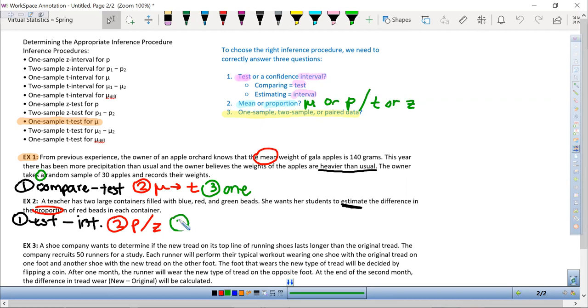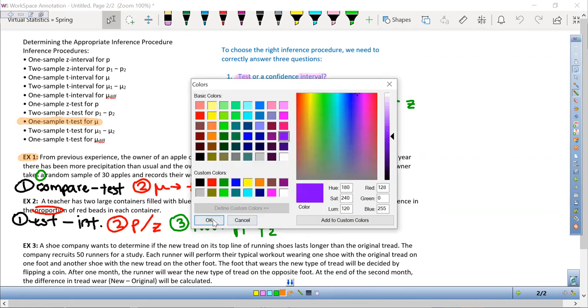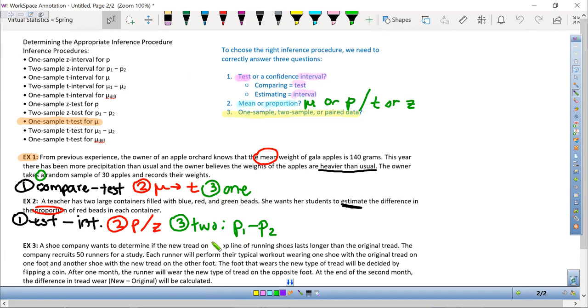Then we already talked about that this has 2 samples, which means that we're going to have a difference in proportion. So it's going to have P1 and P2 in there. So what this means is we are looking at a test that is a 2 sample. Let me just change the color here. We are looking at a 2 sample Z interval test for P1, P2. So 2 sample Z interval for P1 minus P2. So this test is going to be used for example 2.